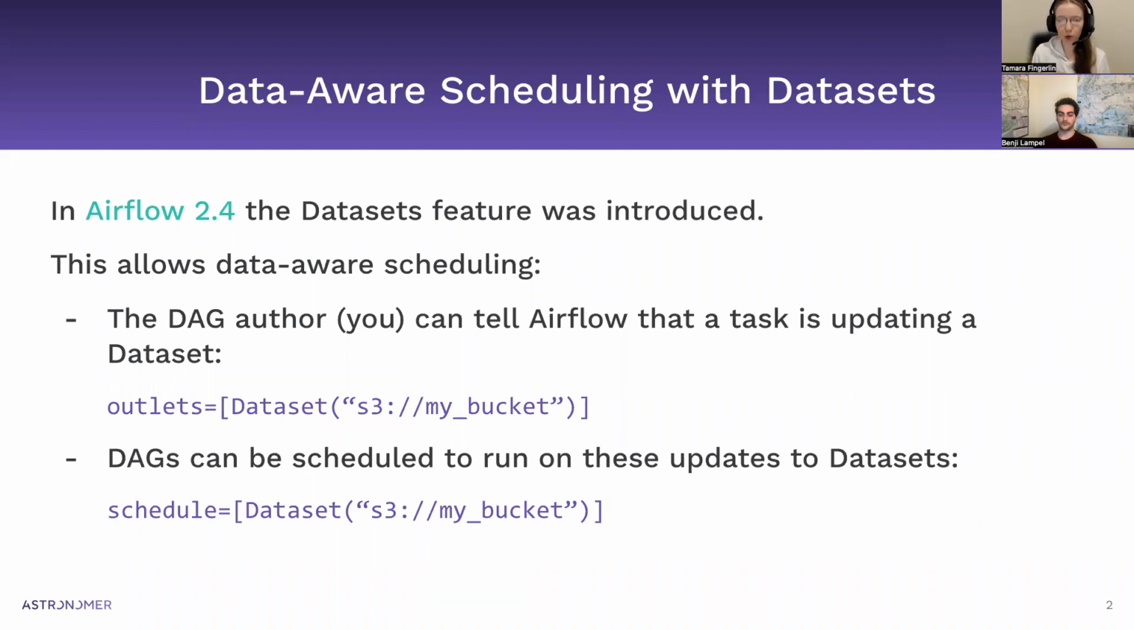And you can pass 1 or more datasets. If you pass 2 or more datasets, then the DAG will run as soon as all of these datasets have been updated at least once. And just in case you're running something pre-Airflow 2.4, schedule is simply the renamed schedule interval parameter. So it's the same parameter, it just now can also take datasets.